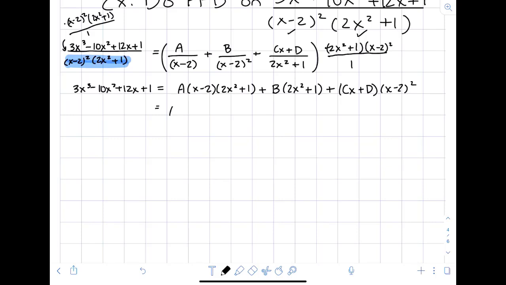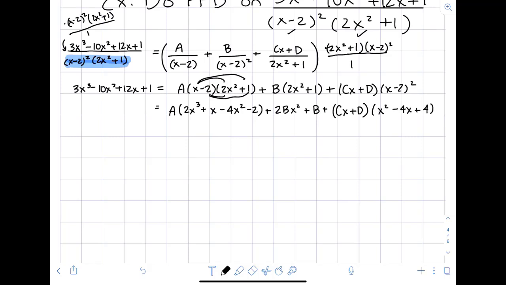We have a times 2x cubed plus x minus 4x squared minus 2. First, outside, inside, last. For our second, this one's easy. We can just do this one right away. 2bx squared plus b. And then we have a step of foiling for our third term, cx plus d times x squared minus 4x plus 4. I did the FOIL there in my head.